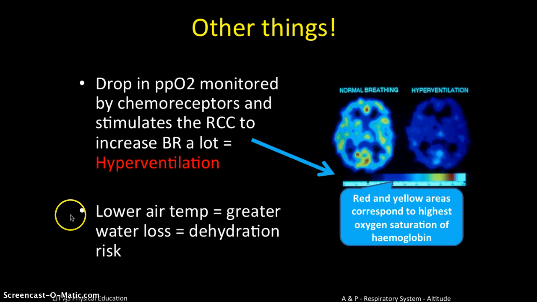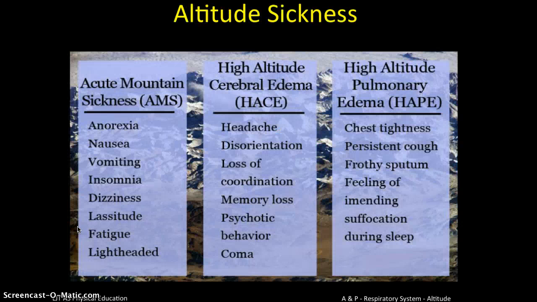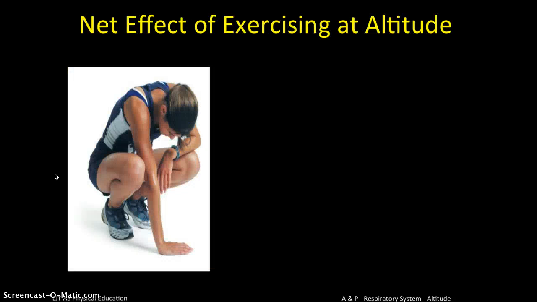One other thing that might be relevant is that where there's a lower air temperature at altitude, you might lose more water, you might be at greater risk of dehydrating, which obviously isn't going to be good for your performance also. Similarly, another sort of response to being at altitude, let alone whether you're exercising or not, is altitude sickness. So you can see here some really unpleasant sort of side effects of being at altitude, and obviously that's not going to help you feel brilliant, let alone want to do some exercise.